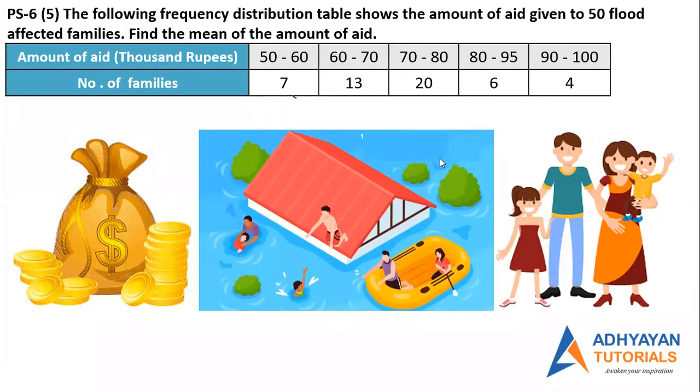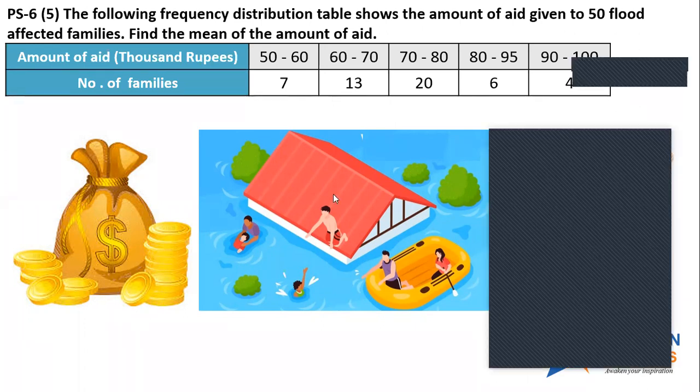Okay, now what we'll do, students, is another sum for you. In the previous sum money was collected, in this sum money has to be distributed. The amount is being distributed to flood affected families, and the class interval and everything is given. Everybody, I'm giving you time to draw the table first.